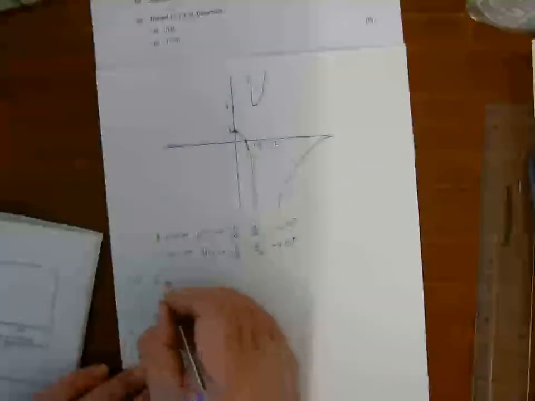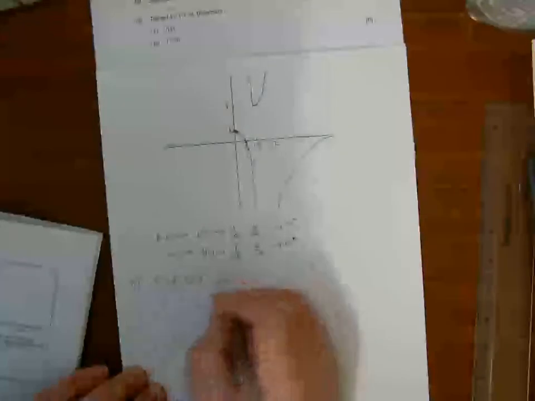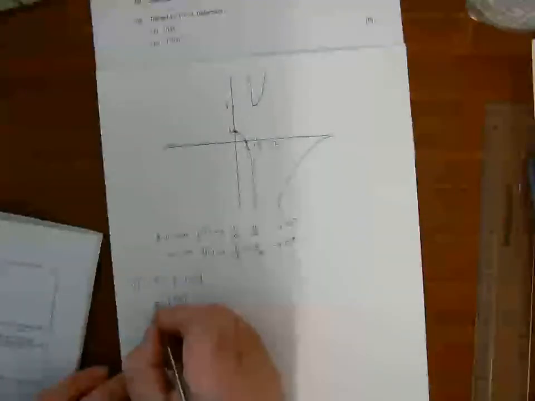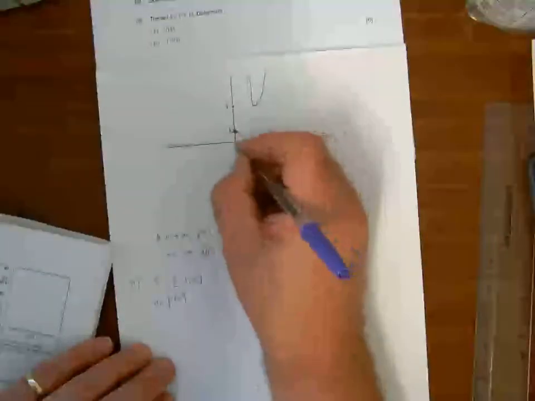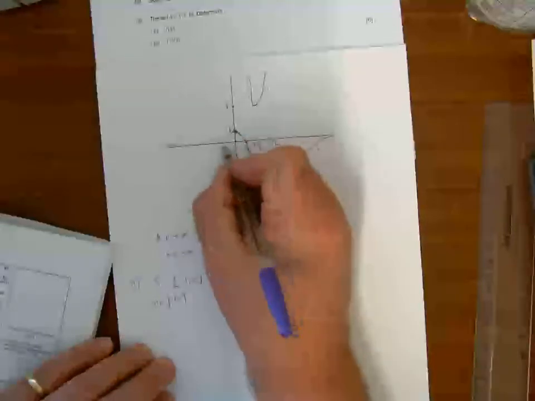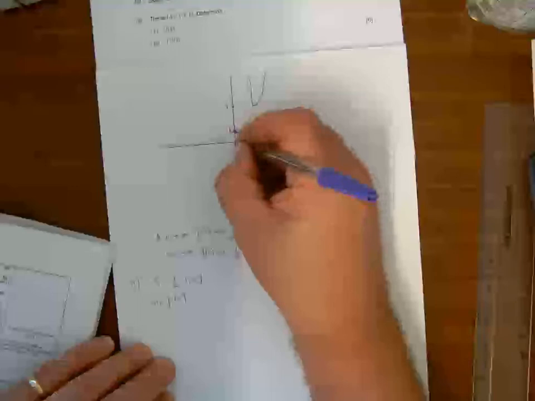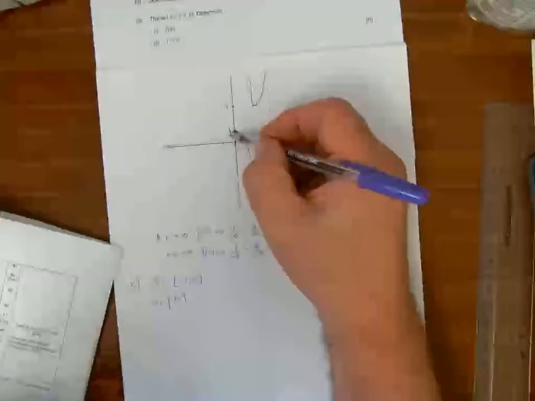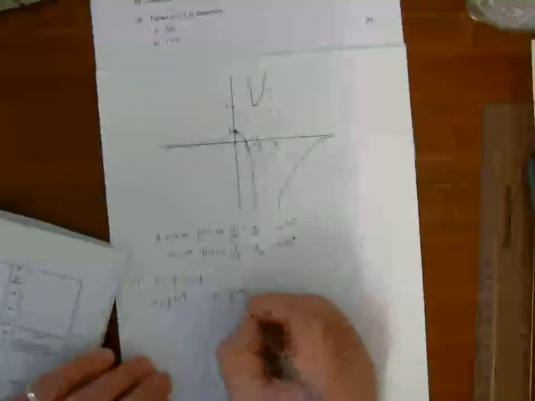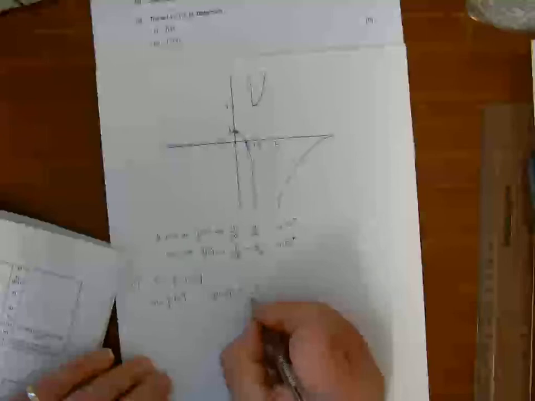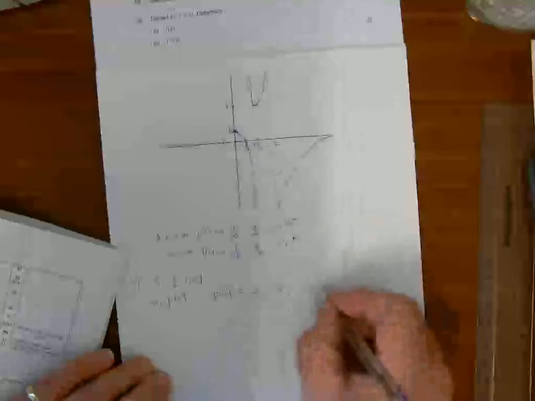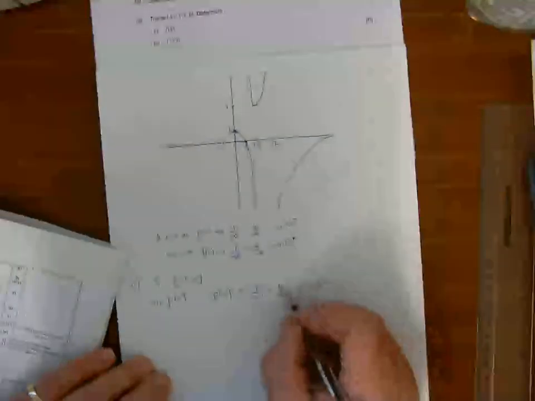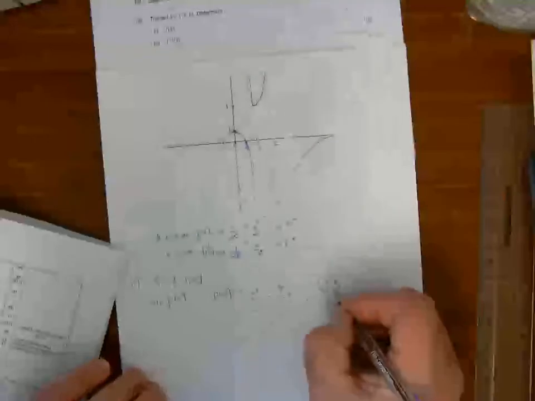S is (-1, 0], so my domain is (-1, 0], so it's going from minus 1 to 0 there. There's the domain. I want to know what the range is, so the range here is going to be the two extremes at minus 1 and 0, so I need to work out f of minus 1, so that's 1 over minus 1 minus 1 minus 4 over minus 1 minus 2, so that's minus 1/2 plus 4/3.